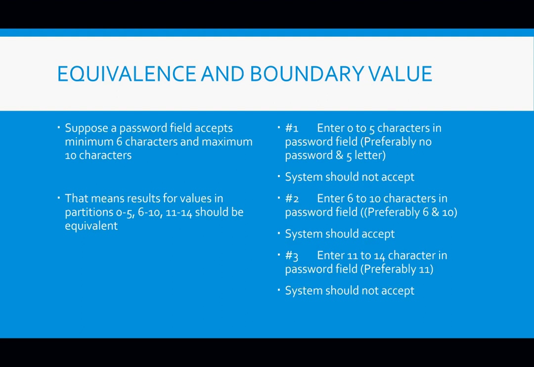Those are the partitions that we set, but also we're going to be using the boundary values of those partitions. So now we're going to set the length to 0, that means we are not going to enter any password, and we're going to press enter. Then we should expect an error to be displayed. In the same way, you also want to enter a password of length 5, and you should see that the error is also displayed, because the minimum should be 6 characters. That should be your invalid test.